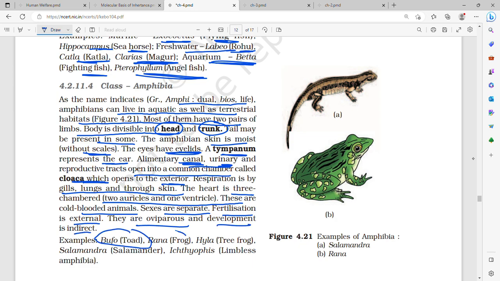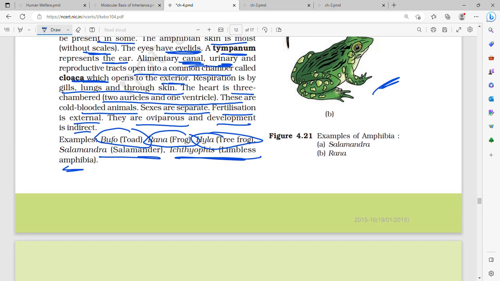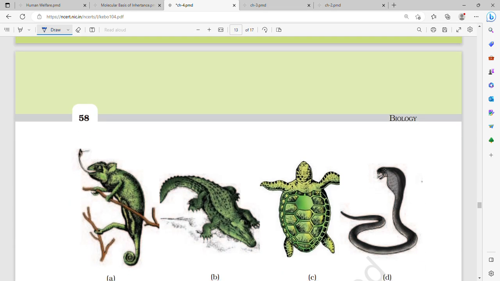Examples: Bufo, toad; Rana, frog; Hyla, tree frog; Ichthyophis, limbless amphibian; Salamandra, salamander. This is salamander, this is Rana frog, Hyla tree frog, Bufo toad.